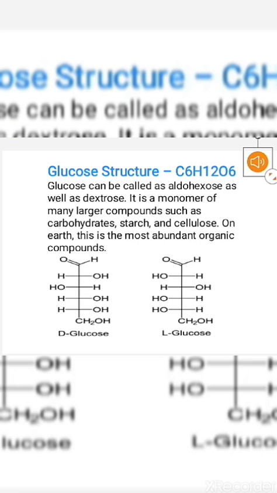Glucose is one of the important monosaccharides. It is also known as aldohexose since it contains an aldehydic functional group with hydroxyl groups, and 6 carbons are available. Two types of structures are given for glucose: linear structure and cyclic structure. Mainly, naturally occurring glucose is dextrose, meaning dextrorotatory glucose. The structure is given in that slide.